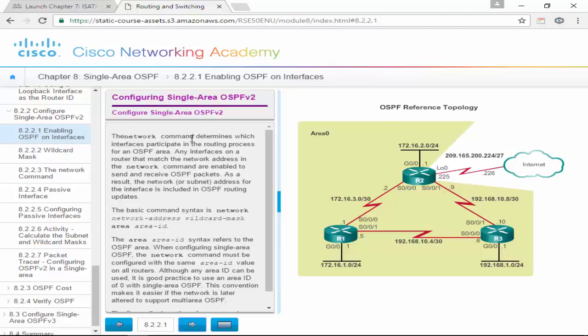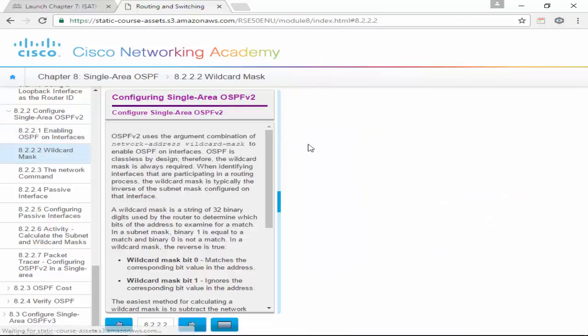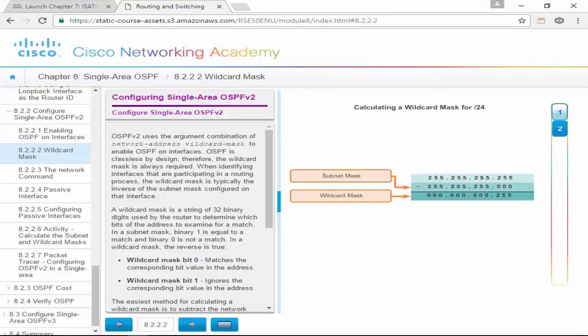Alright, so how do we enable OSPF on networks? Well, one, we got to go over what's called the wildcard mask. A wildcard mask is the opposite of a subnet. So we take any subnet and we subtract it from four 255s, okay? And that gives us our wildcard mask. So 255.255.255.0 becomes 0.0.0.255. And it basically shows us how far away our next network is, right?